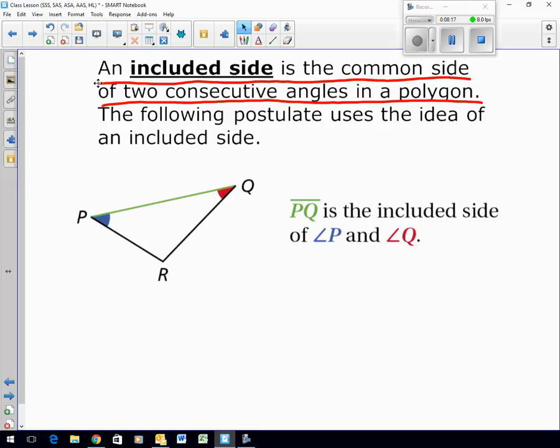Okay, we're going to talk about the postulates that we use this with, right? In their example here, PQ is the included side of angle P and angle Q. This was kind of hard to visualize sometimes. When you look at a triangle, you typically see sides and not angles. You actually have to view this from an angle viewpoint.